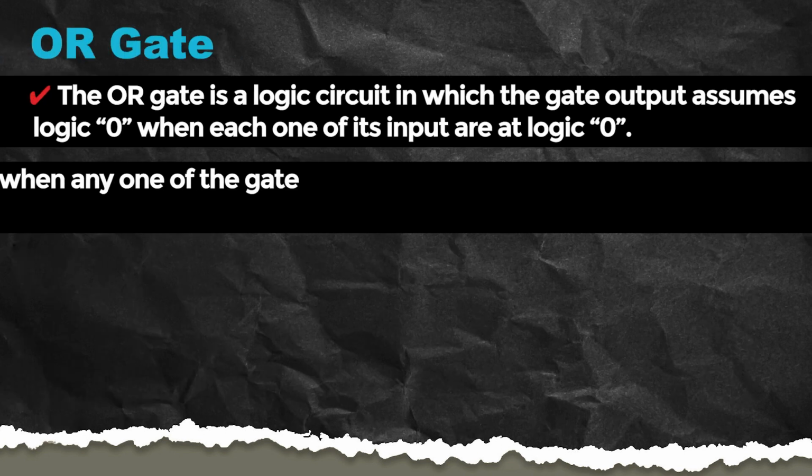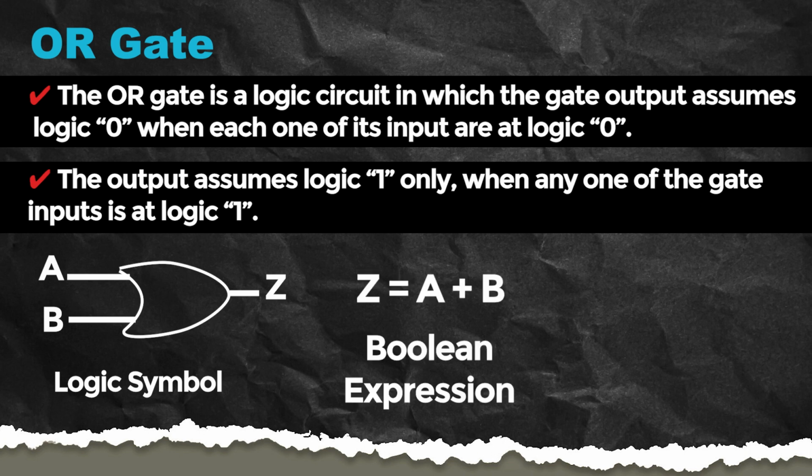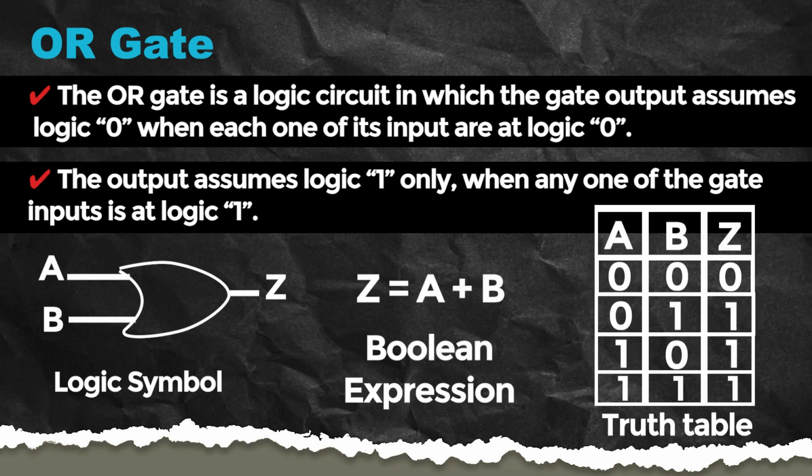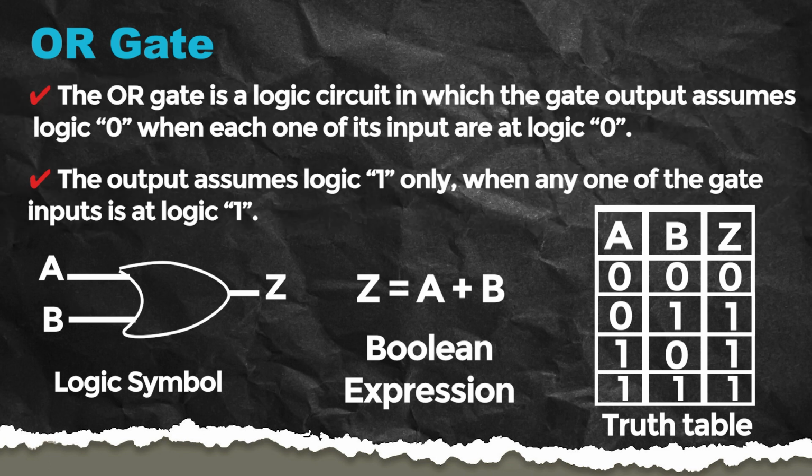And the next gate is the OR gate. The OR gate is a logic circuit in which the gate output assumes logic 0 when each one of its inputs is at logic 0. On the left hand side, we can see the symbol of an OR gate. Here the inputs are A and B. Again it can have two or more inputs and only a single output, represented as Z. So we can write this as Z is equal to A plus B, where plus stands for the OR operation. On the right hand side, we have the truth table.